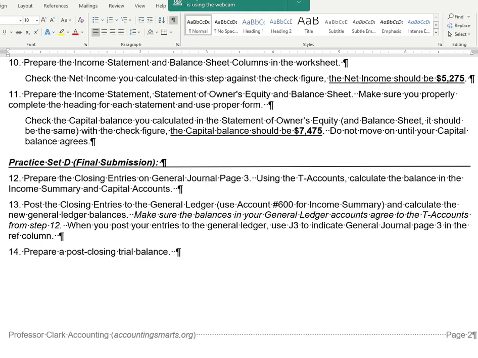So here are the instructions. Here is Practice Set Part D, the final submission, and here are the 3 steps. Number 12 is to prepare the closing entries on General Journal, page 3, and to also calculate the balances in the income summary and capital account. Then 13, post the closing entries to the general ledger. Use account 600 for income summary and calculate the new general ledger balances. And then we will post them in the general ledger and prepare our post-closing trial balance.